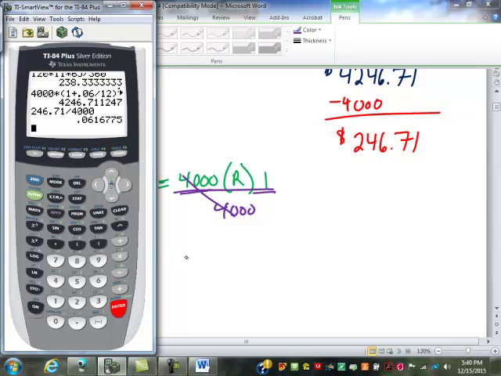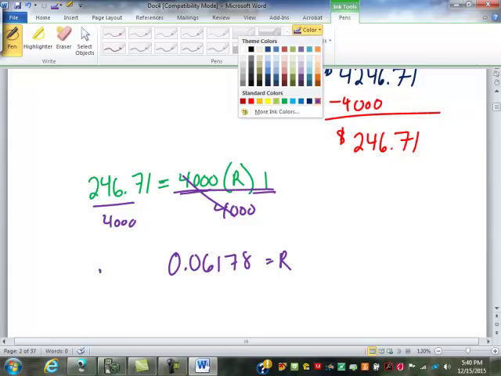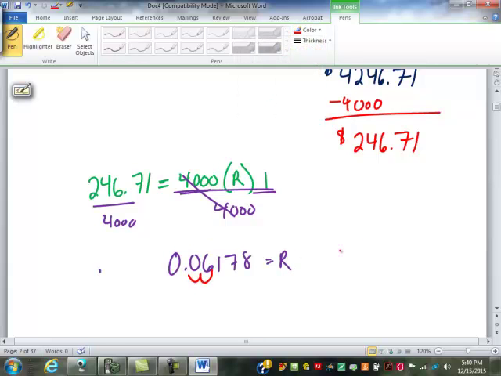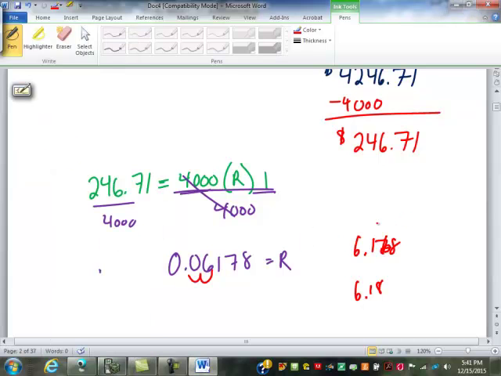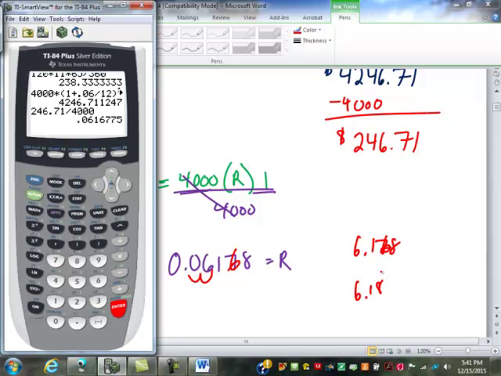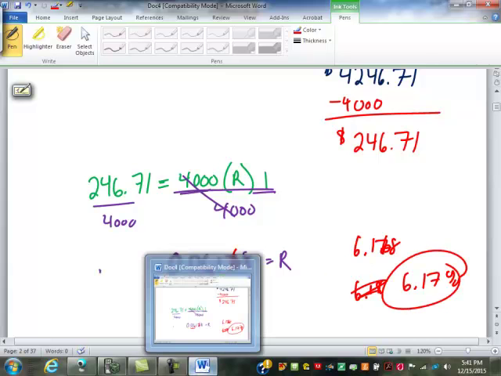0.06177, so 0.06178. I said to always take it to 5 decimal places in the rates. Now I have to move the decimal over 2 spots, so 6.178. And this is asking round to, it doesn't say to round, so I'd say 6.18. Or no, so 6.16 it should say. So 6.17 is where that would round to. So if you had 6.2%, I would accept that, or 6.17%.